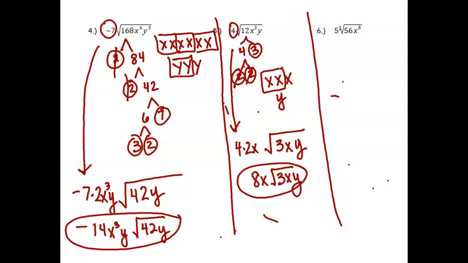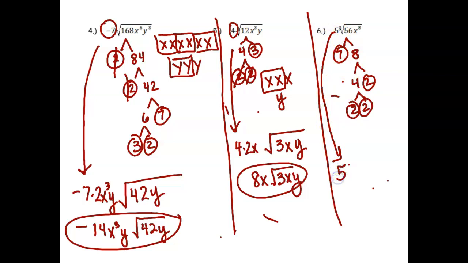Okay, and the last one I'm going to do with you is a cube root, so we're going to take 56 and have 7 times 8. Okay, and 8 we can do 4 times 2, which is 2, 2. So there's all our prime factors. Okay, the 5 is going to be on the outside. Okay, we're looking for our triples. So in this case, we've got triple 2's. Here's our triple 2's.